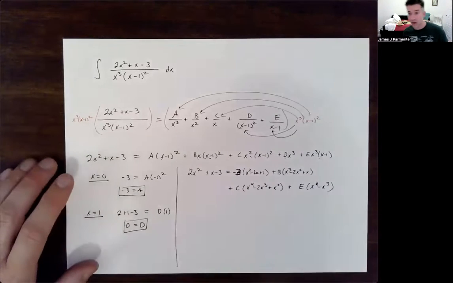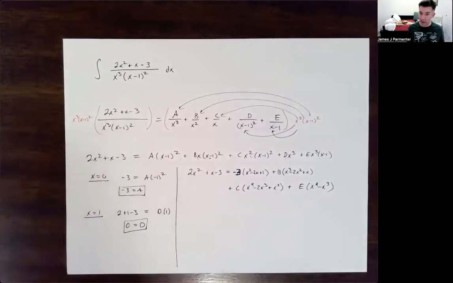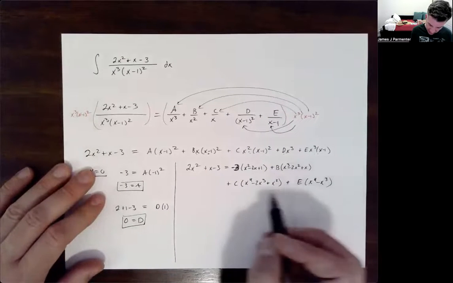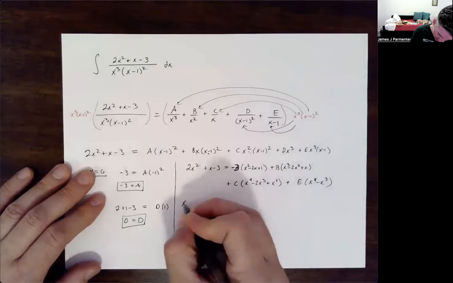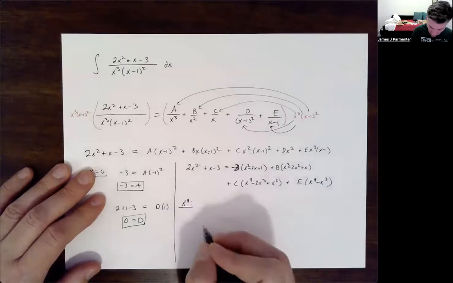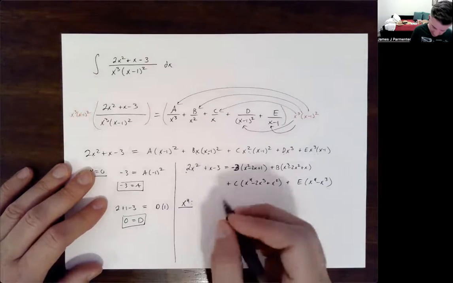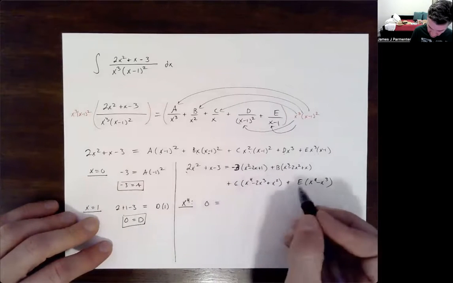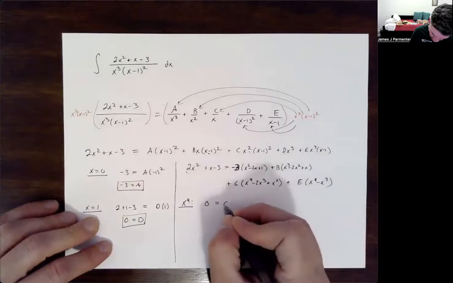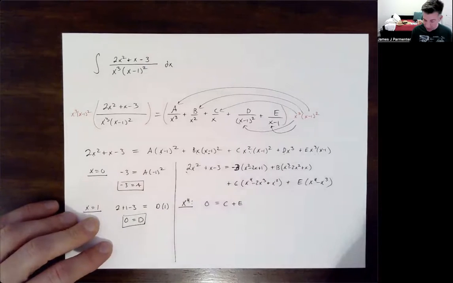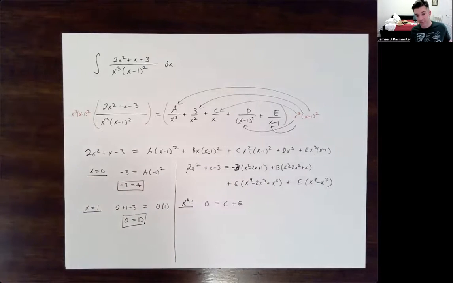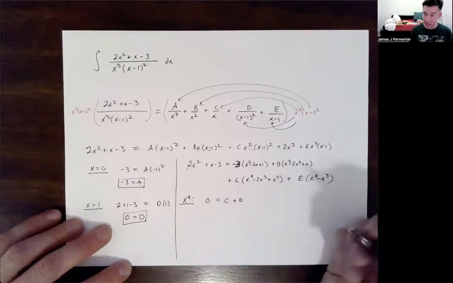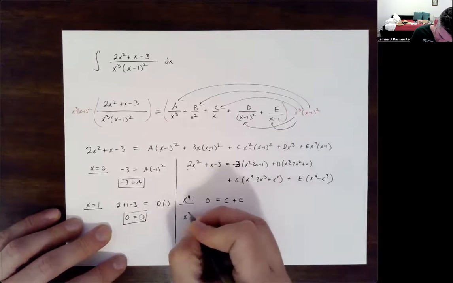And now we're going to look at the coefficients of different powers of x, usually starting with the highest power of x. So the highest power I see is x to the 4th. Well, I have 0x to the 4th on the left, and I have a c times x to the 4th plus an e times x to the 4th. So 0 equals c plus e. And I'm all out of x to the 4th. So I don't know what c or e is yet. So I'm going to move on to the next highest power, x to the 3rd.